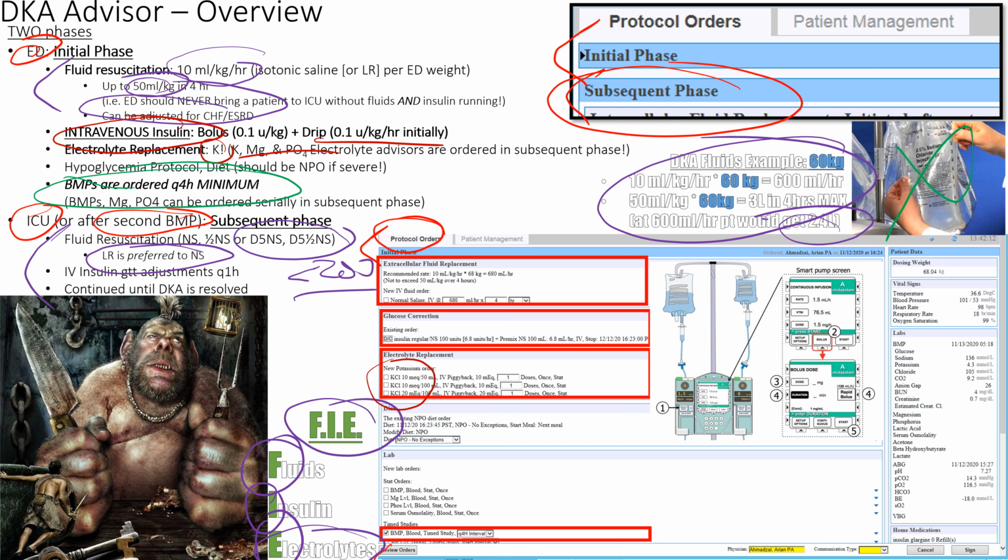That's when we're going to start adding dextrose to our IV. And then what about NS or half NS? That depends on the sodium, right? If the sodium is more than 140, we're doing half NS. If it's less than 140, we're doing NS, right? What else? IV insulin is going to be adjusted every 1 hour, and we're going to keep doing this until the DKA is resolved.